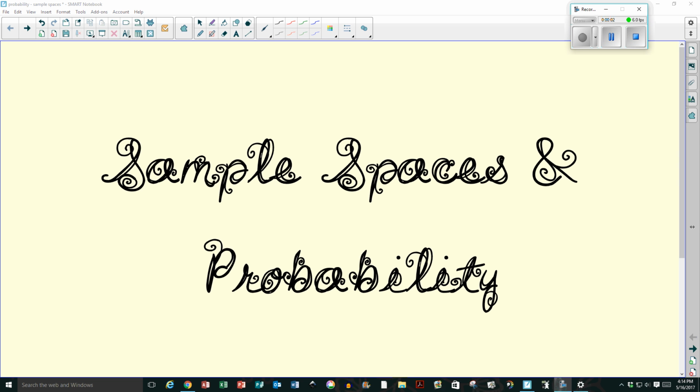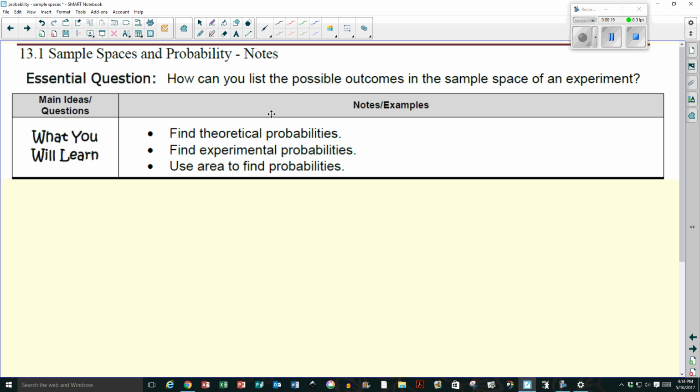Okay, y'all, so it's been a while since we've done notes this way. We're going to knock out two sections real quick. We're going to start our probability units, so you should be looking at notes 13.1, sample spaces and probability. We are going to find theoretical probabilities, experimental probabilities, and we're going to use area, which we've been doing a lot of lately, to find probabilities.